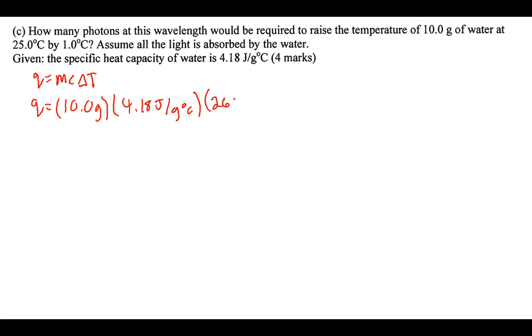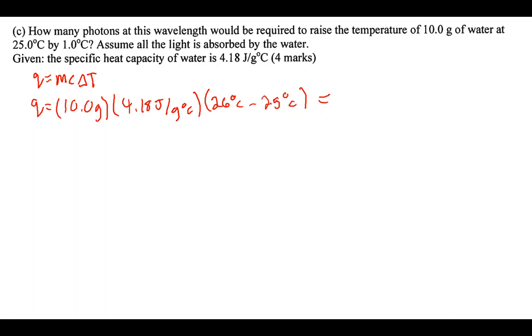So remember, in order to do an energy question, we use the formula Q is equal to mc delta T, where m is the mass, C is the heat capacity, delta T is the change in temperature. So in this case, Q is our heat, m is our mass, so it's given to us as 10.0 grams. So our specific heat capacity is 4.18 joules per gram degree Celsius. And then remember, change in temperature is final temperature minus initial. So we are starting at 25 degrees and we're going to 26 degrees because we're just raising it by 1 degree.